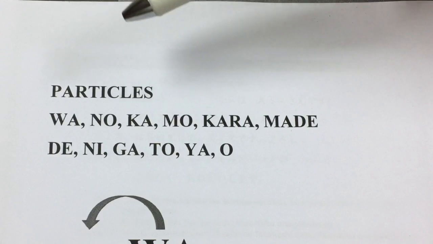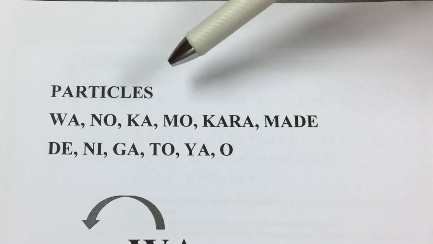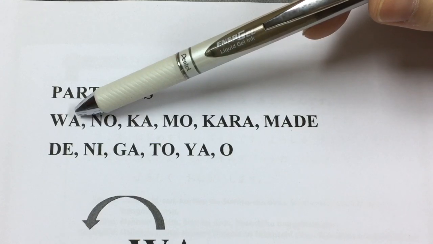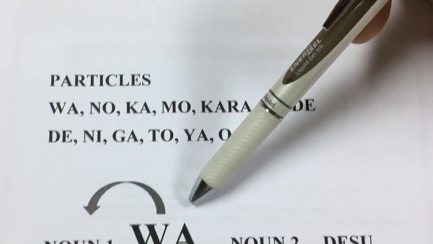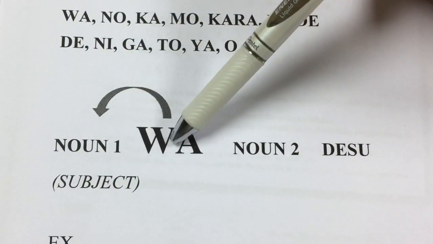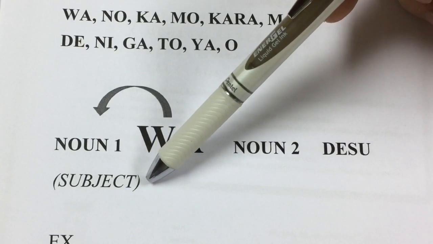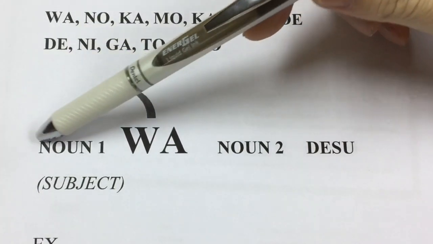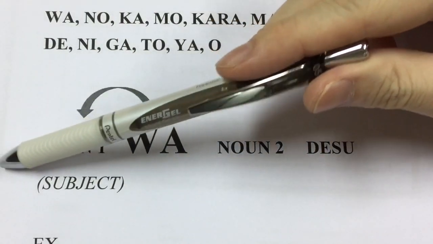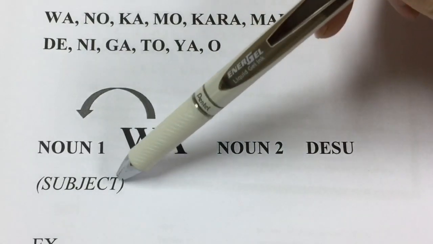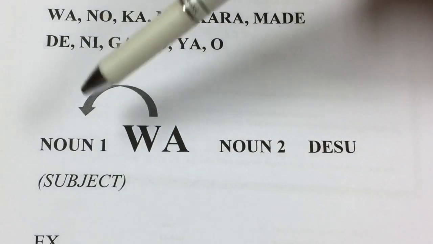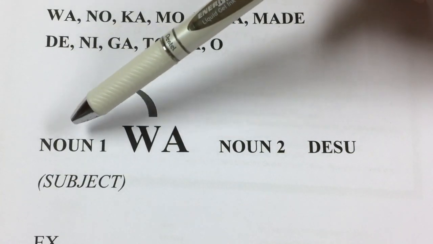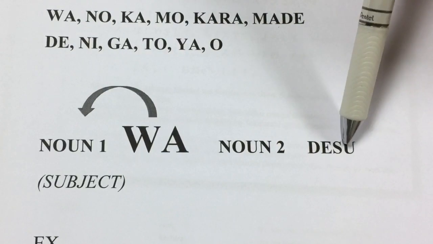And a particle will follow the word it functions on. For example, the first one, particle wa. When Japanese says something followed by wa, it means that whatever comes in front of the wa is the subject of the sentence. So when you read a Japanese passage, no matter how long it is, if it is followed by wa, you know that everything in front of wa is the subject of the sentence. If you remember this grammar pattern from the last clip, you will understand that this means noun number 1 is noun number 2.